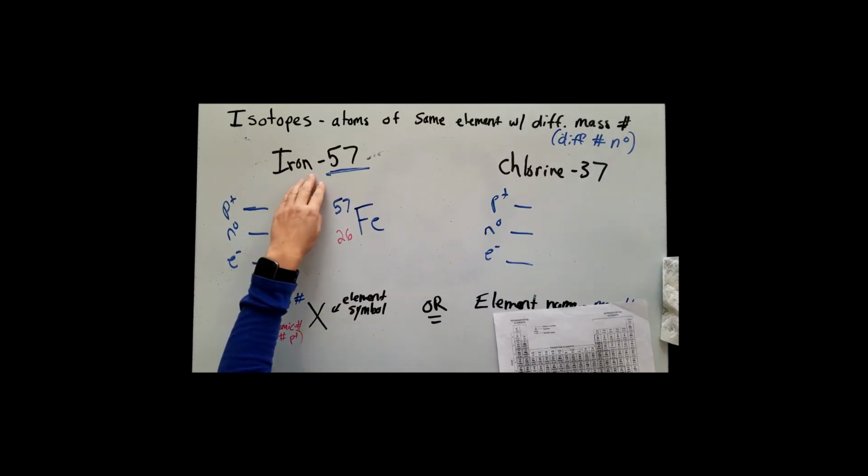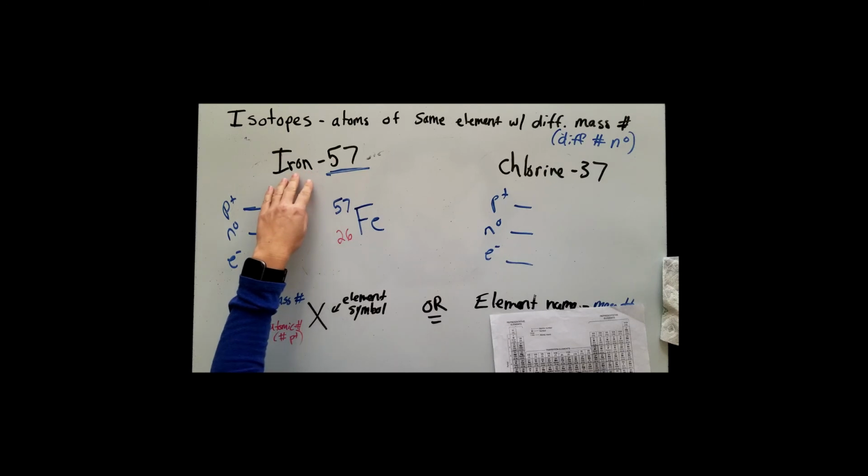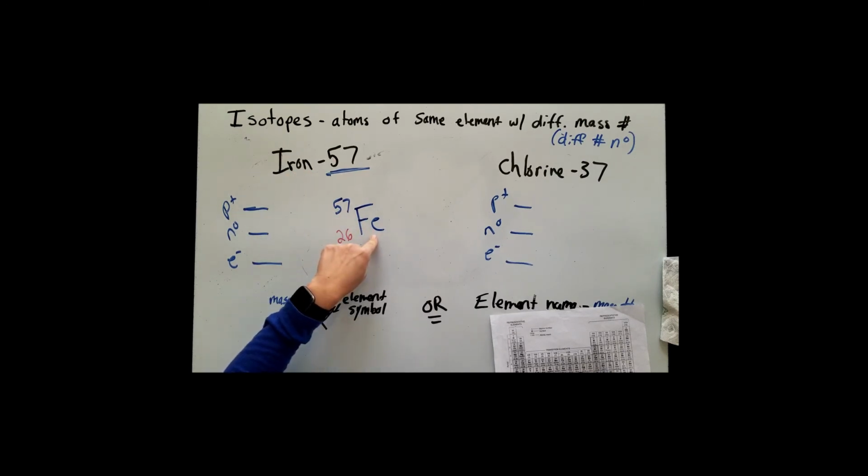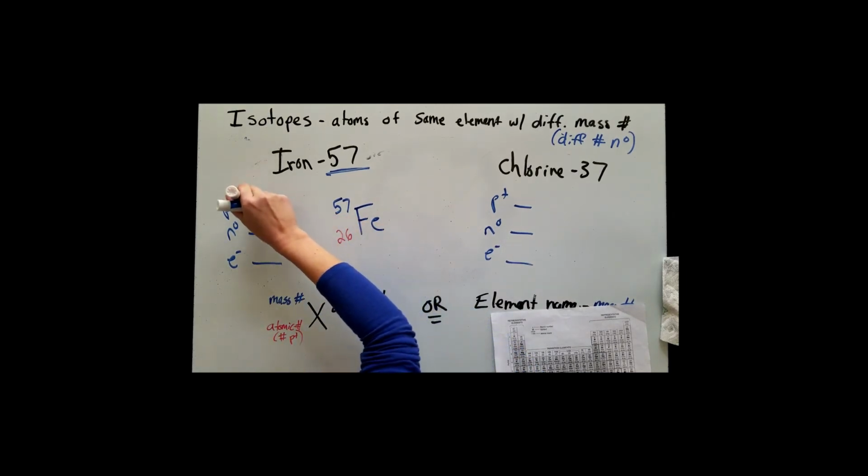So it didn't specifically tell us how many protons were in it. But since we know the identity of the element, we can figure out the number of protons. Because these are tied together. The protons and the identity are tied together. If I change the number of protons, I change the identity. So 26 is my number of protons.